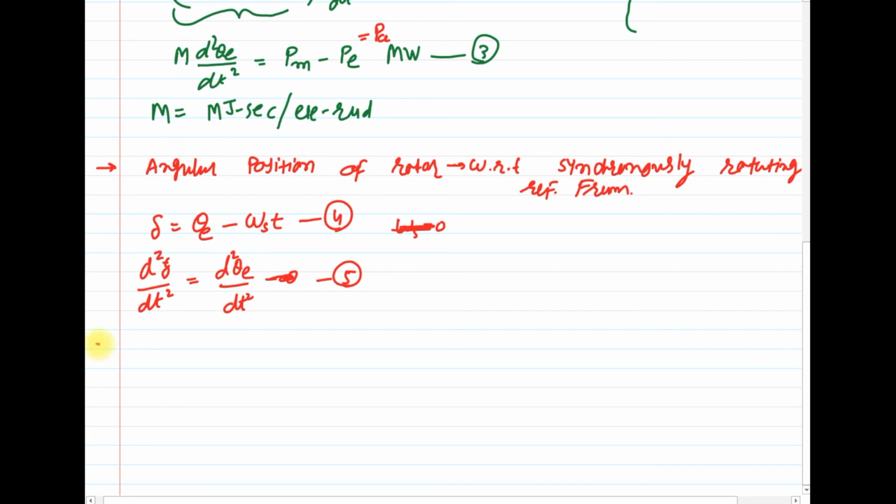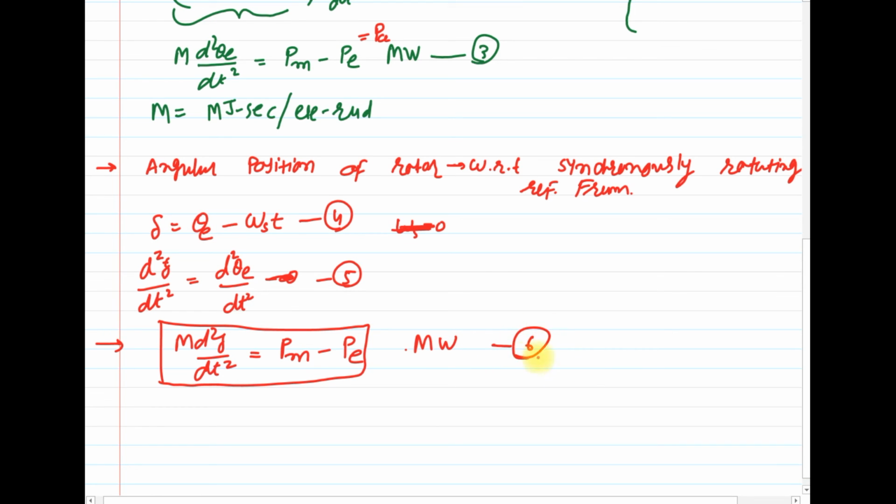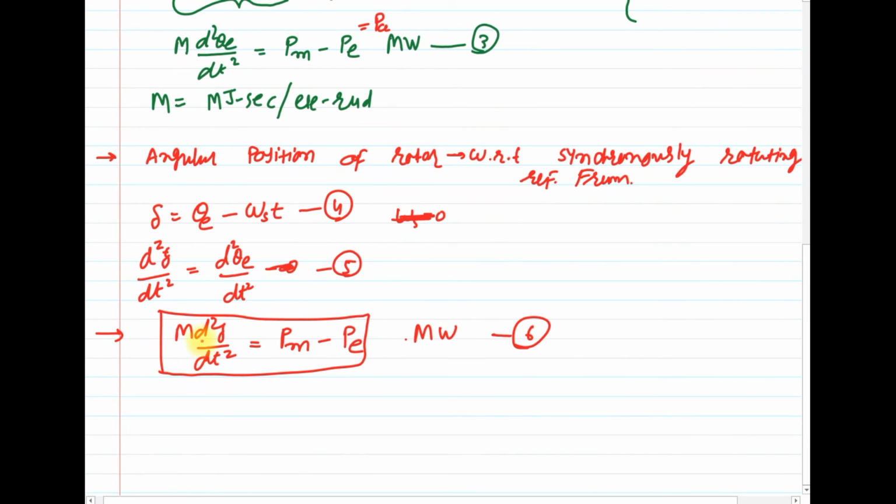Clear? So from equation number 5, substitute the value of equation 5 in equation number 3. So we will get the final equation of swing equation, which is m d square delta upon dt square, which is equal to Pm minus Pe in megawatt. Clear? So the equation number 6 shows the final solution of swing equation, which shows if the rotor is rotated with the amount of moment of inertia m with an angle of delta, it will generate or produce the power which is equal to Pm minus Pe.